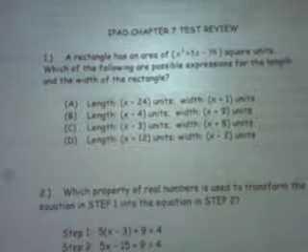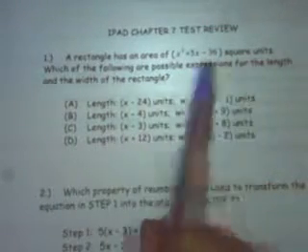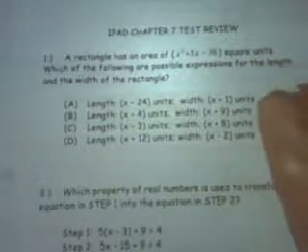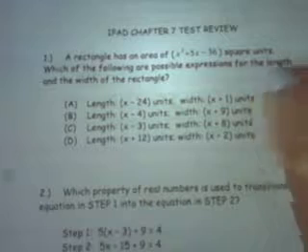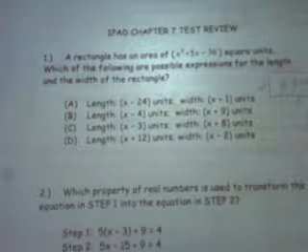Okay, Chapter 7, test review. Number 1, it says a rectangle has an area of x squared plus 5x minus 36 square units. Which of the following are possible expressions for the length and the width of the rectangle? So we have a rectangle. We're trying to find the length and the width because we know area is length times width.